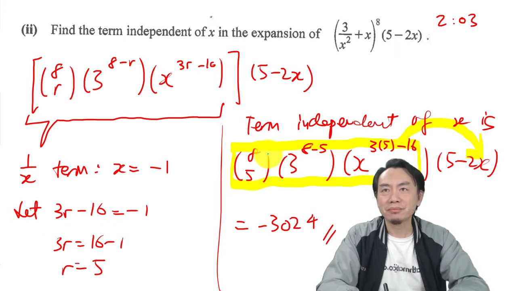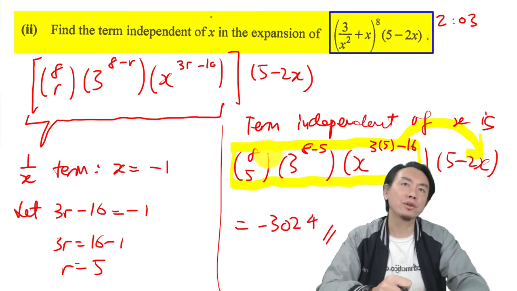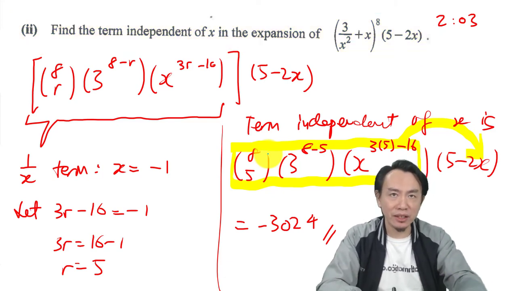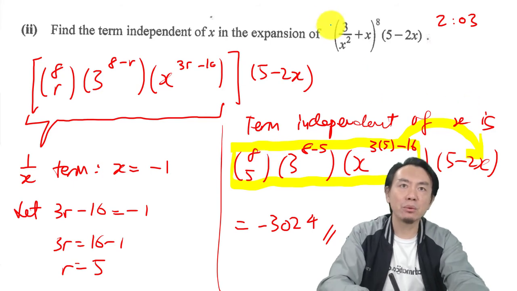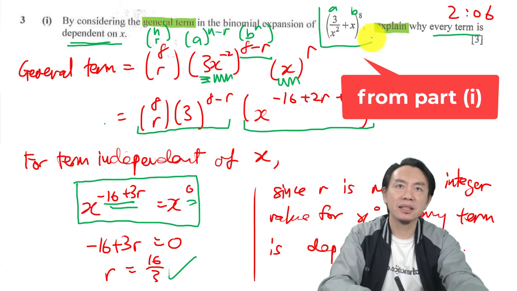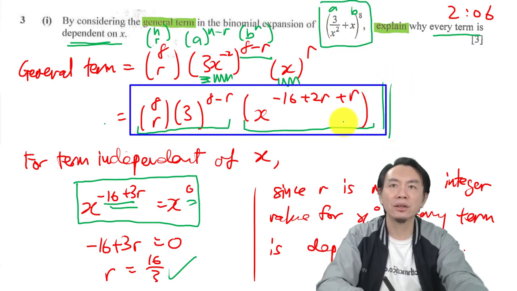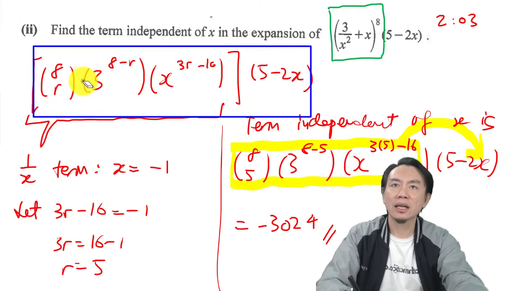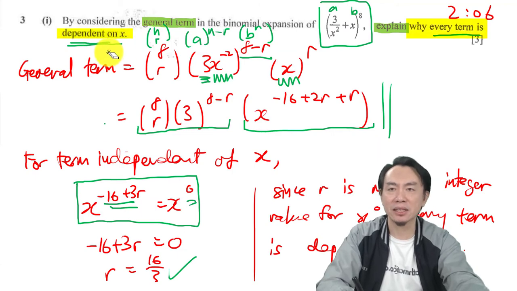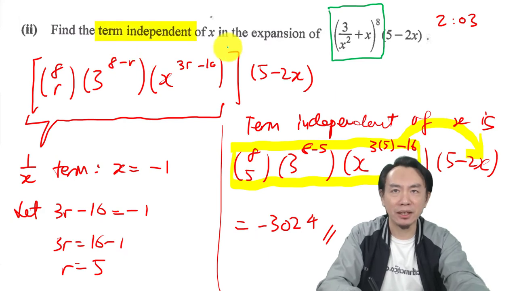Part 2, find the term independent of x in the expansion of this. If you remember part 1, this is a continuation of it. It's the exact same thing we have here and in the previous part. And we already have the general term, so we're going to put it to use now. I put it here. Now, how is it that earlier on every term is dependent on x? That means there's no term that is independent of x. But now we have a term independent of x.